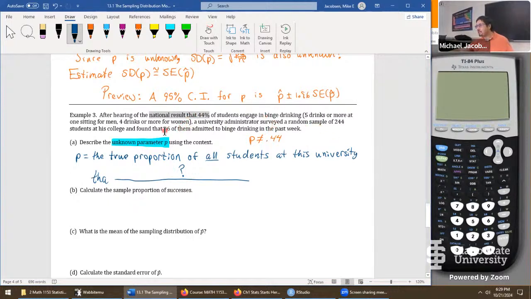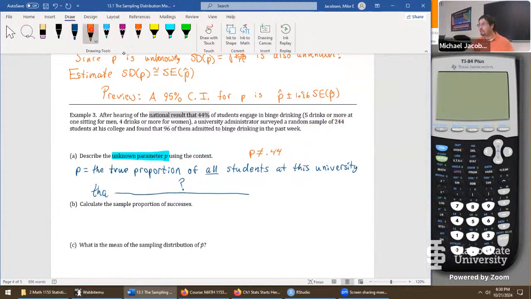When it said 96 of them admitted to binge drinking, they're telling us binge drinking is the success in this problem. That's what they're most interested in. Students who admit that they do that activity. So this right here is a success. I always feel bad saying that to a bad outcome, but it is what it is.